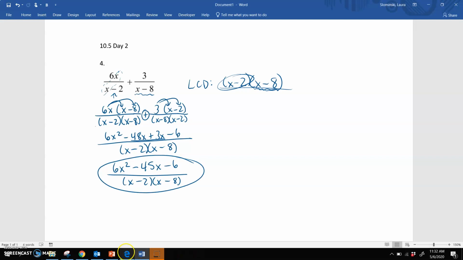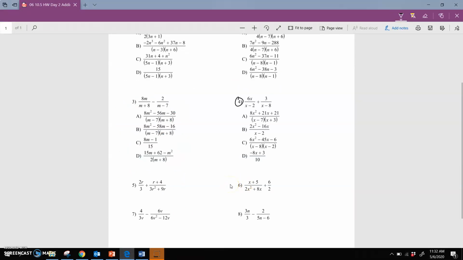So I go back and check the worksheet, and I realize that letter C is in fact 6x squared minus 45x minus 6 over x minus 8 times x minus 2.